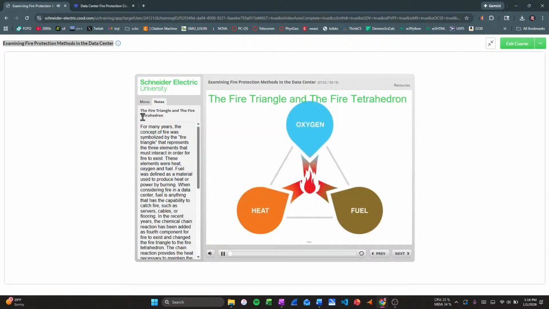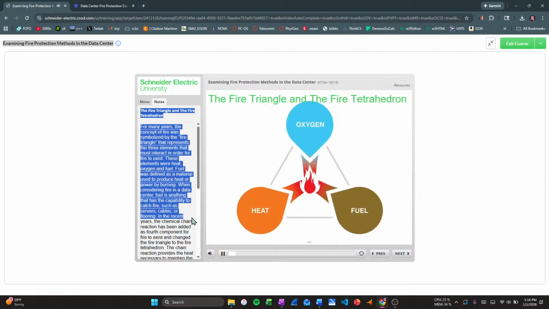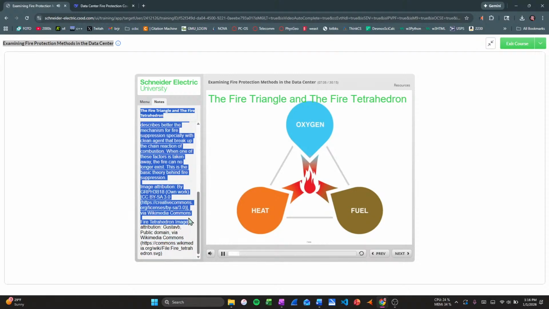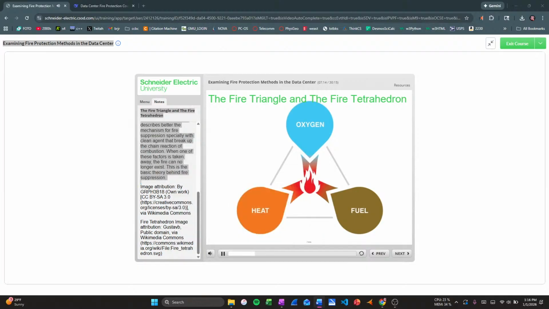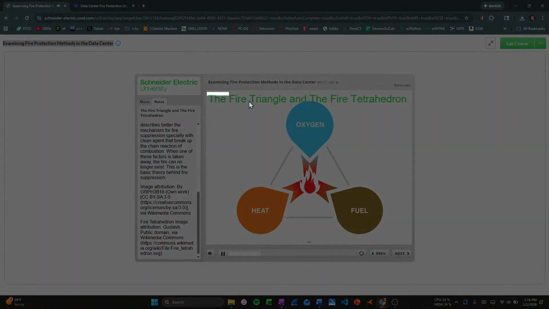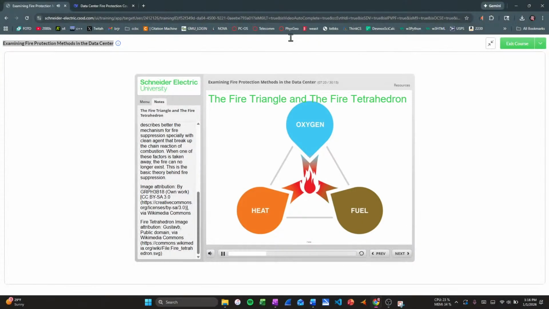For many years, the concept of fire was symbolized by the fire triangle. That represents the 3 elements that must interact in order for fire to exist. These elements were heat, oxygen, and fuel. Fuel was defined as a material used to produce heat or power by burning.